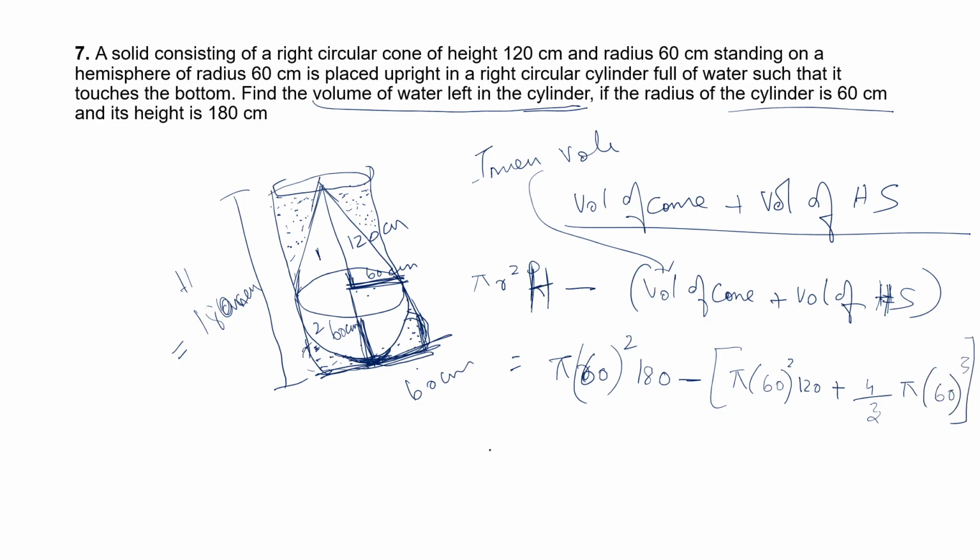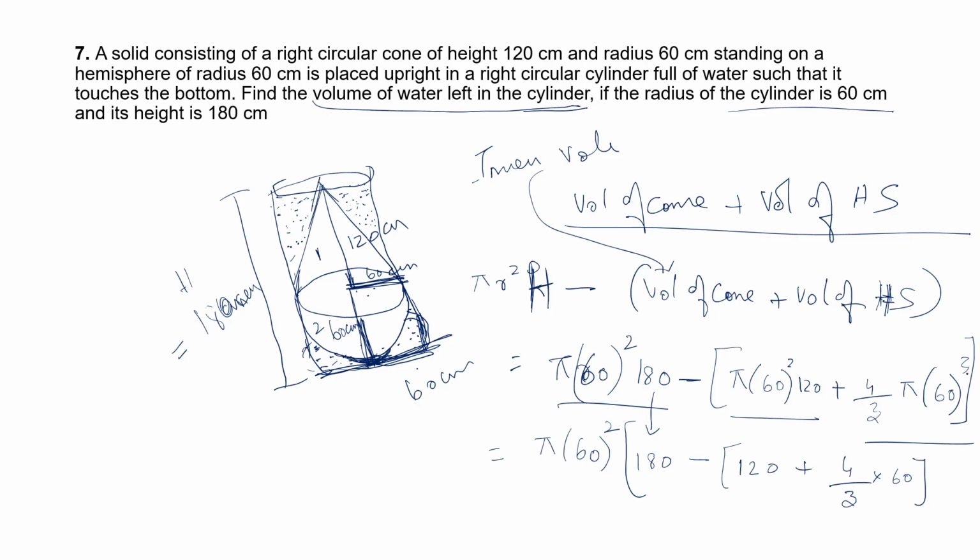So of all the things, we can take pi into 60 square common outside. What is left out here: 180 here, 120 here, and here 4 by 3 and 60, because only the square we have taken outside. So 4 by 3 into 60 is 80, so 120 plus 80, so 180 minus this one.